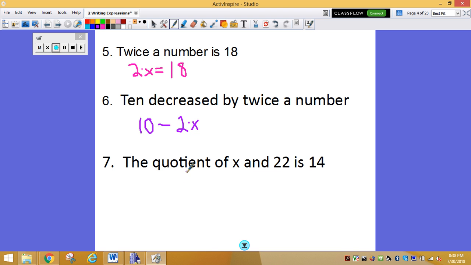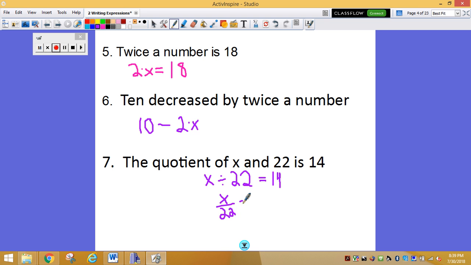And 7, quotient means to divide. So we're going to divide X and 22. Is means equals, and it equals 14. Now, if you wrote it like this, it's perfectly fine. I'm not going to count off, but I do want to take a moment and tell you again about notation. Remember we talked earlier about how with multiplication, we don't really use an X anymore, we use a dot. With division, we don't really use this sign anymore, okay? So another way to write this is X divided by 22.